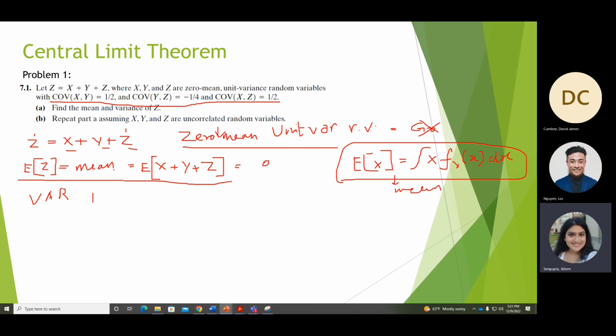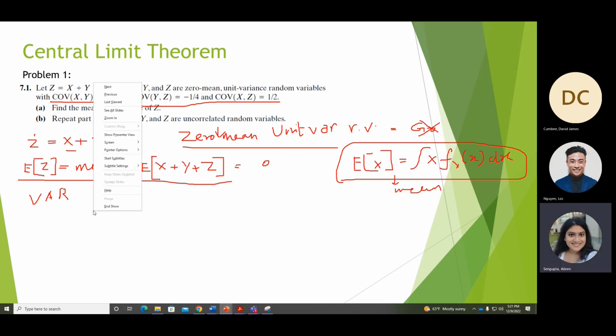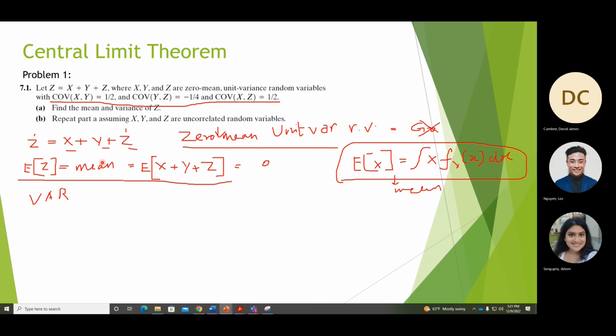So the mean is, first, just substitute what you have. What you have is the z, so write the z out. Now what do you know about x, y, and z? They are 0 mean, so the entire thing is 0. So now we have the variance. Oh, no, that's the wrong thing. Sorry. All right, now the variance of z.